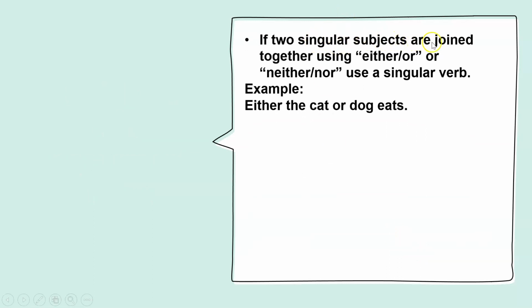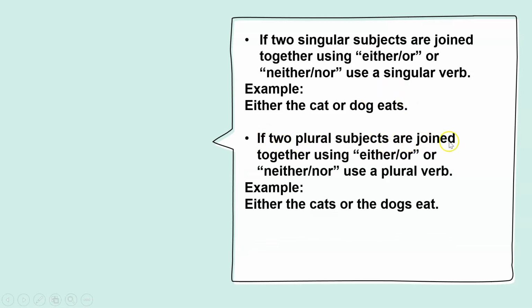If two singular subjects are joined together, using either or neither nor, use a singular verb. Example, either the cat or dog eats. Now here this cat, this dog, both are singular and they are joined with either or. So that means we are talking about any one that's singular. So we will use s or es in the verb.